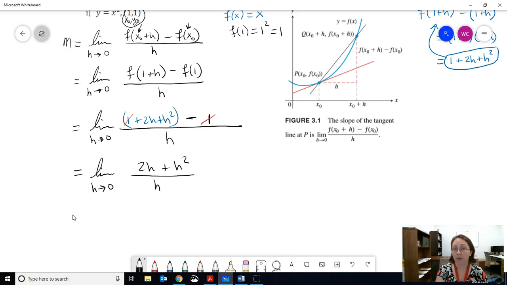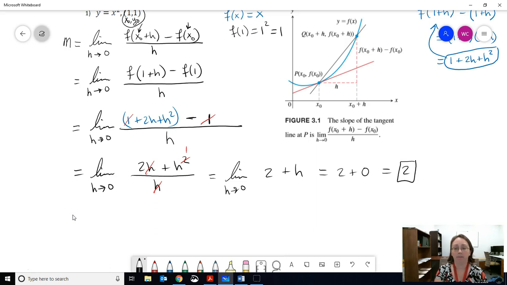Or you can think of it the other way. You can factor h out of the numerator and then cancel with the h on the denominator. So limit as h goes to 0, we're going to cancel 1h from each term. So we end up with 2, no h's, plus an h. Again, try and take the limit. This time it's going to work. Let h go to 0. So we end up with 2 plus 0, which is 2.